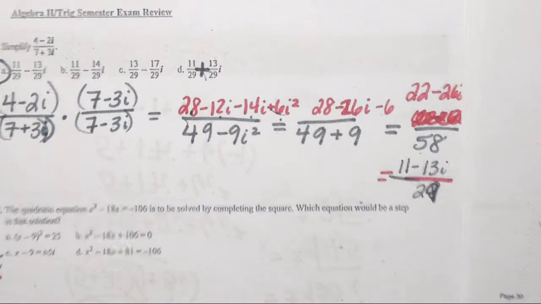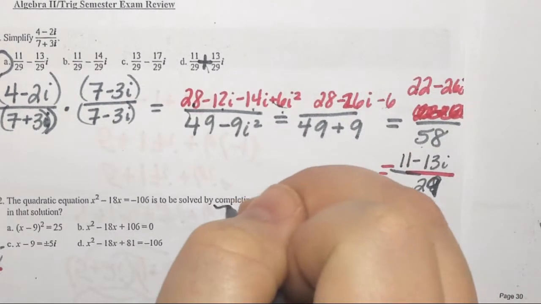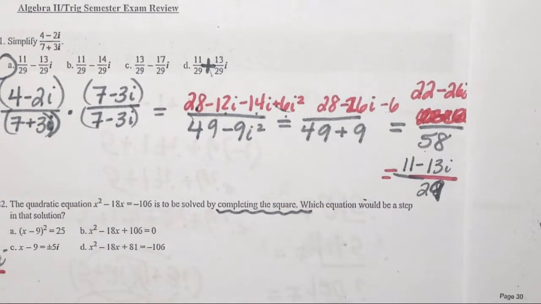And then you're so excited. Guess what? That's the end of the complex number problems. We're finally to quadratic stuff that you like. Oh, wait. And then you read the next problem. They want to know about a step when you complete the square.